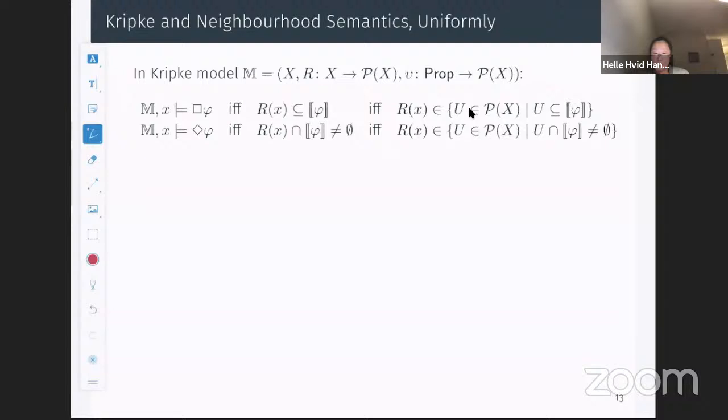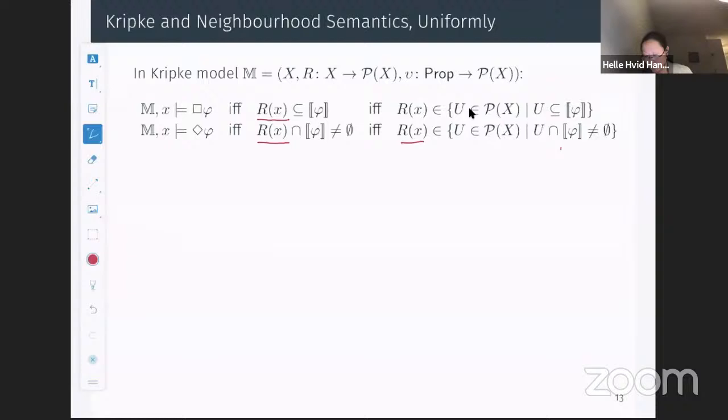So let's briefly revisit Kripke and the neighborhood semantics again to see how we get to this more general notion of predicate lifting. If you recall, the semantics of the box modality in a Kripke model is basically saying that box phi is true at X if the set of successors of X is a subset of the set of states that satisfy phi, right? Box phi says all my successors satisfy phi. So it's the same as saying the set of successors is a subset of the truth set of phi. And similarly, diamond phi is true at X if and only if the set of successors has a non-empty intersection with the truth set of phi. Writing this slightly differently, it is the same as saying that the set of successors, or R of X, belongs to some collection of subsets that have that specified property.